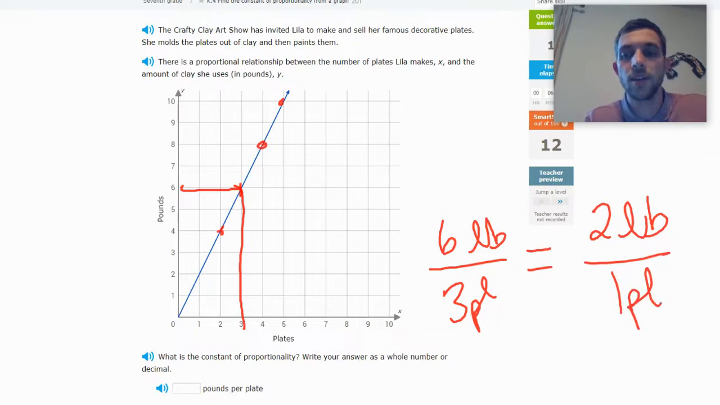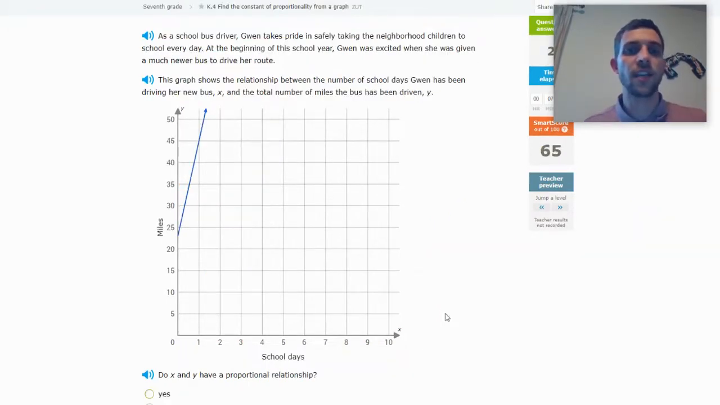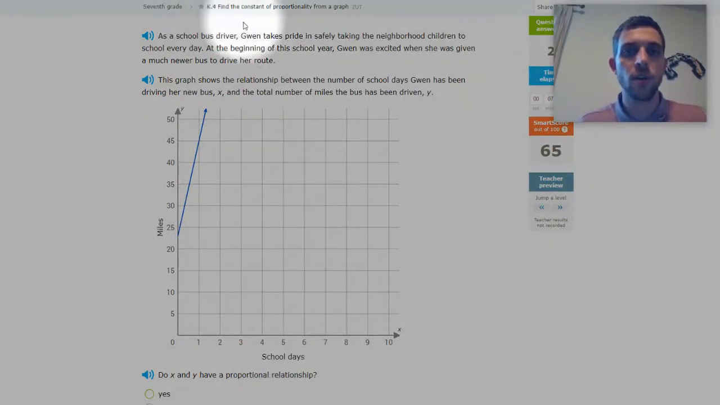In the next problem, it asks a school bus driver, Gwen takes pride in safety, taking the neighborhood children to school every day. At the beginning of this school year, she's excited when she's given a much newer bus to drive her route. Do X and Y have a proportional relationship of the number of school days and the number of miles that are driven?